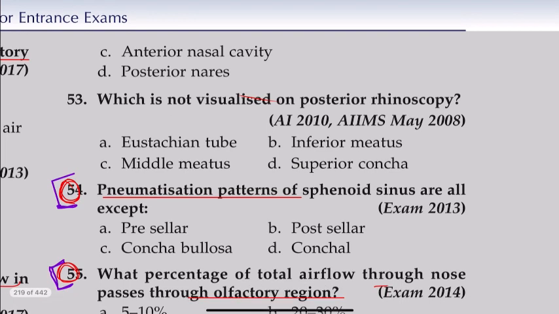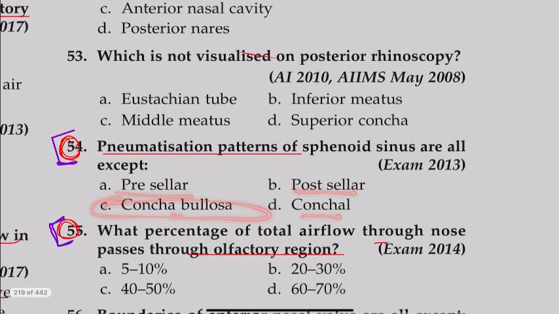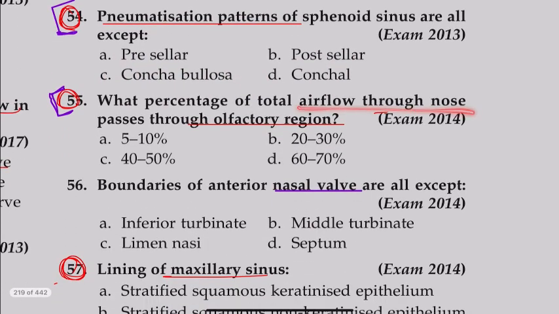The pneumatization patterns of sphenoid sinus are all except: precellular, postcellular, conchal, and concha bullosa. Concha bullosa is the pneumatization pattern of the middle turbinate. Precellular, postcellular and conchal are the pneumatization patterns of sphenoid. What percent of total airflow through the nose passes through the olfactory region? Only 5 to 10%.